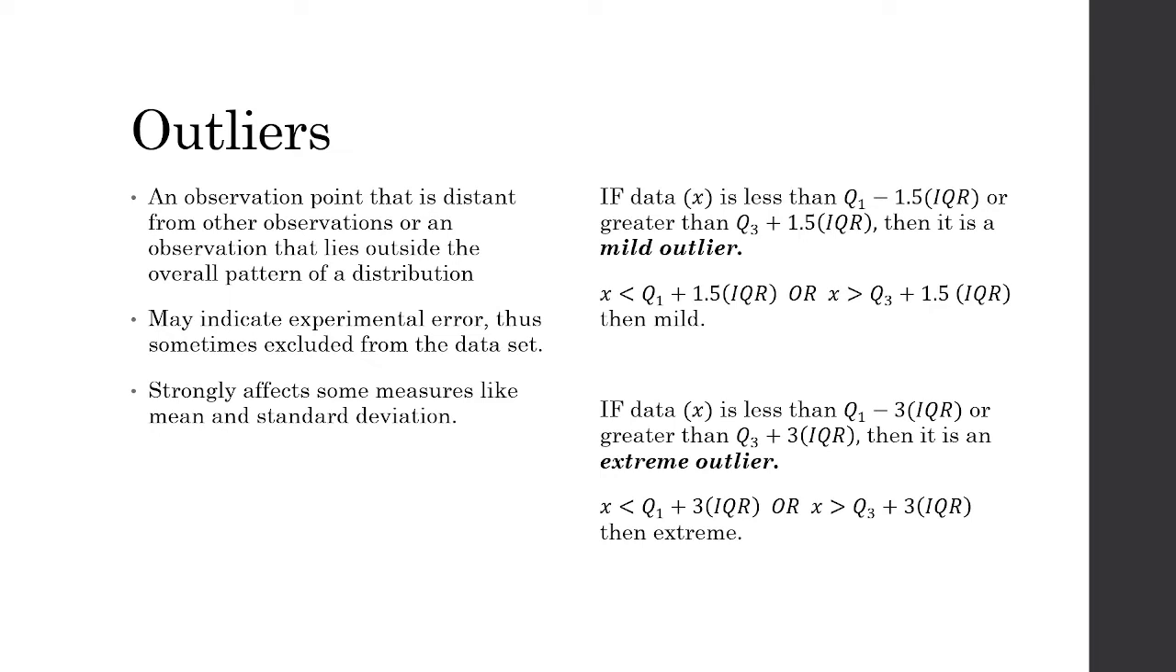So an outlier is an observation point that is distant from other observations, or an observation that lies outside the overall pattern of the distribution. It may indicate experimental error if nagkaroon kayo ng outliers. And they strongly affect some measures like the mean and standard deviation. Siyempre, pag affected yung standard deviation mo, affected din yung variance mo.